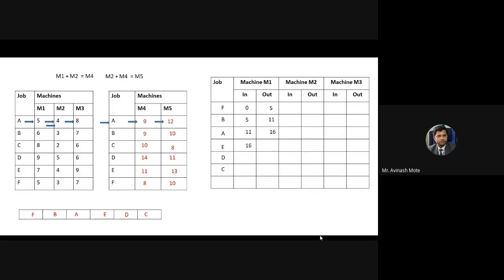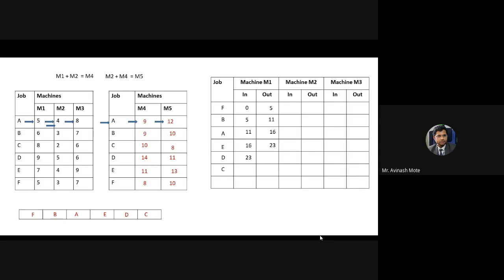Job E, processing time on M1 machine is 7. So 11 plus 7, sorry, 16 plus 7, 23. Copy the time. Okay, the current M1 machine doesn't have a waiting period, so I am copying as it is.